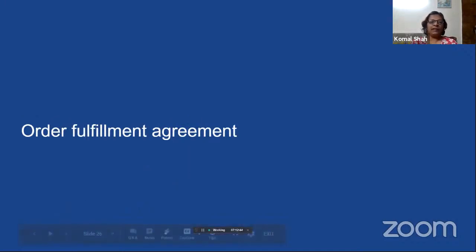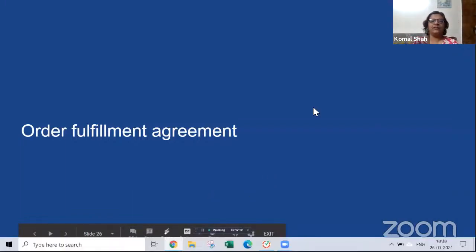Order fulfillment agreement. How many of you have heard of this? Sushil has heard of this. Sushil, what is it about? What is order fulfillment? Mayuri, what is an order fulfillment agreement? Come on, the people who have heard about it, you can speak. Sushil, you can unmute yourself and speak.